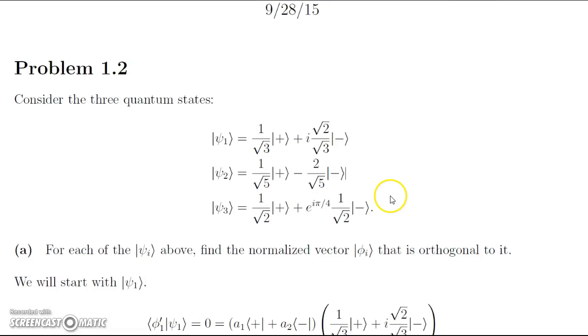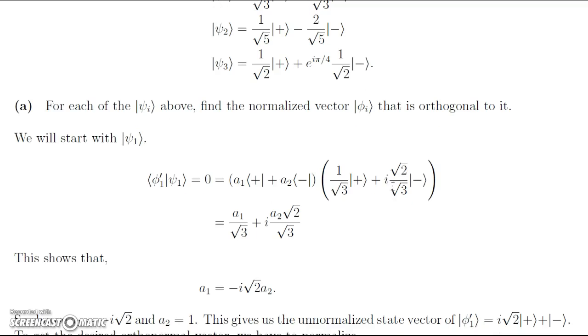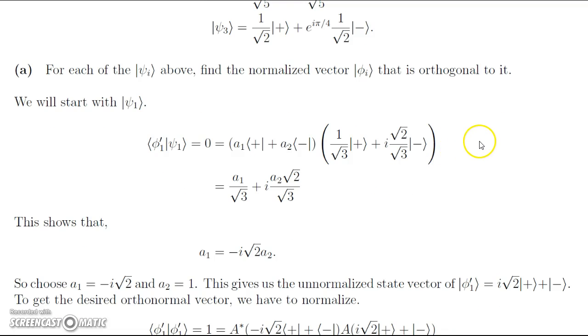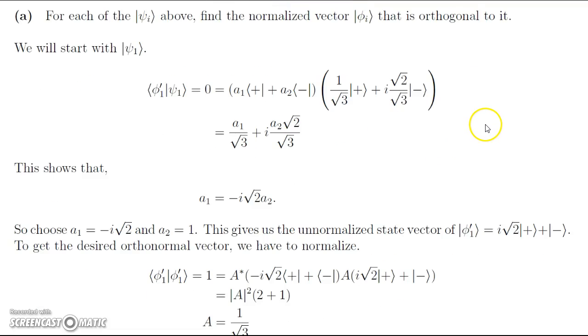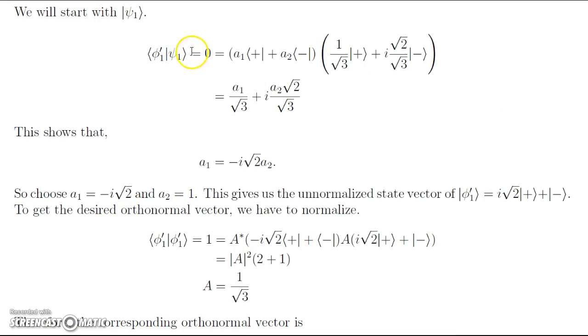So let's quickly jump into these three. I'm going to start with doing psi 1 out fully, and then just note how the following two follow and do a little less of the explanation. Starting with psi 1, we're going to take the inner product with some arbitrary state we're trying to find, phi 1 prime. The reason we have a prime here is because the state may not be normalized. Phi 1 we want to be the normalized vector that's orthogonal, and it's very unlikely that we're going to correctly guess the corresponding scaling to make it normalized. So we'll just adjust for that later and call this one phi 1 prime.